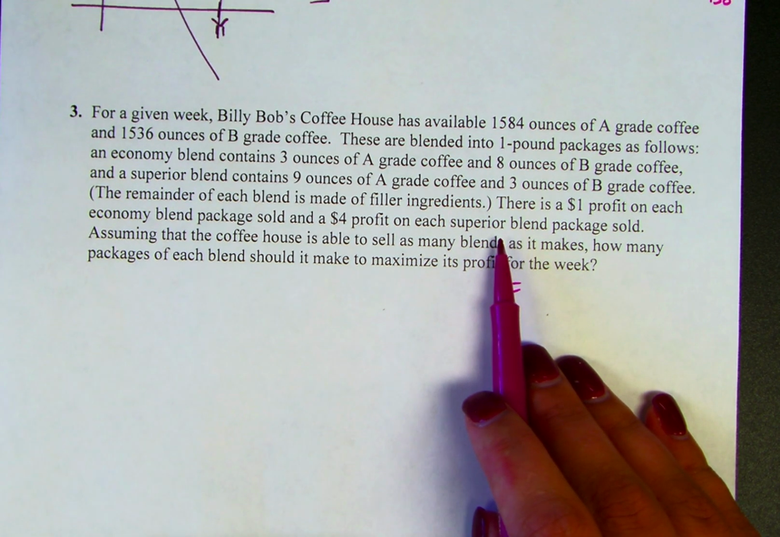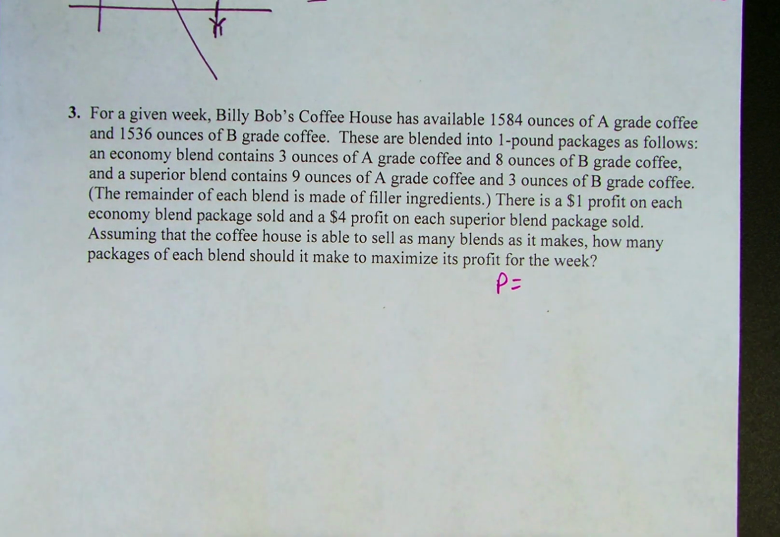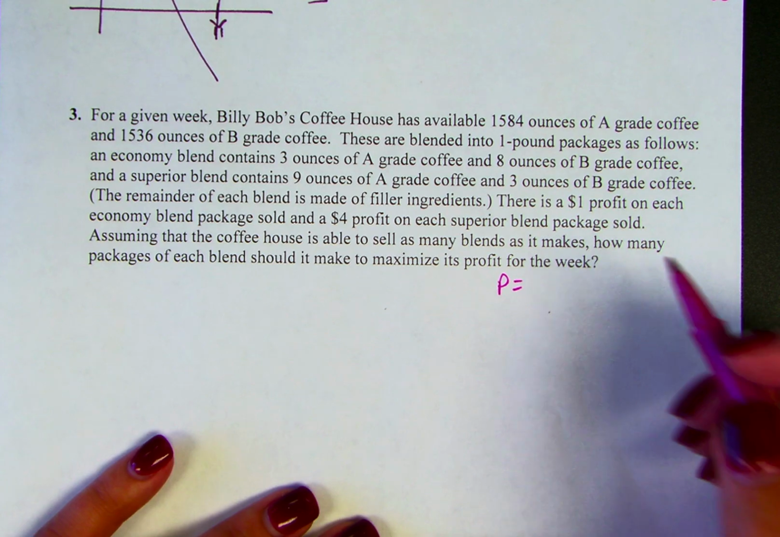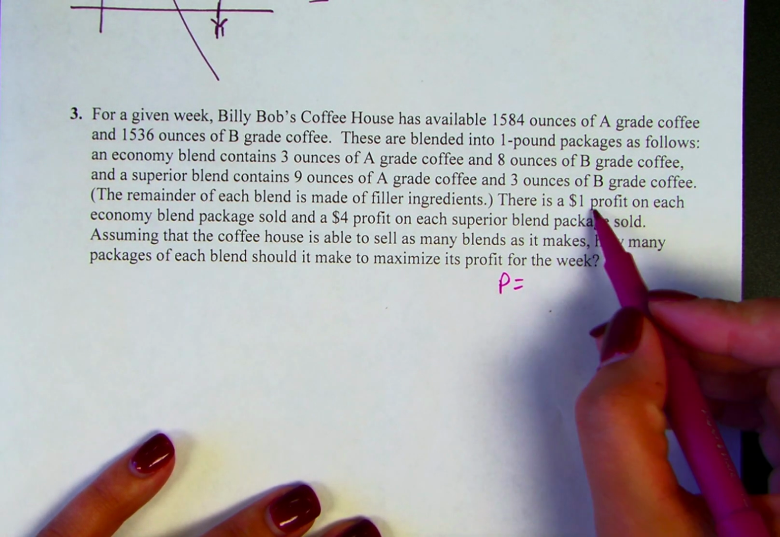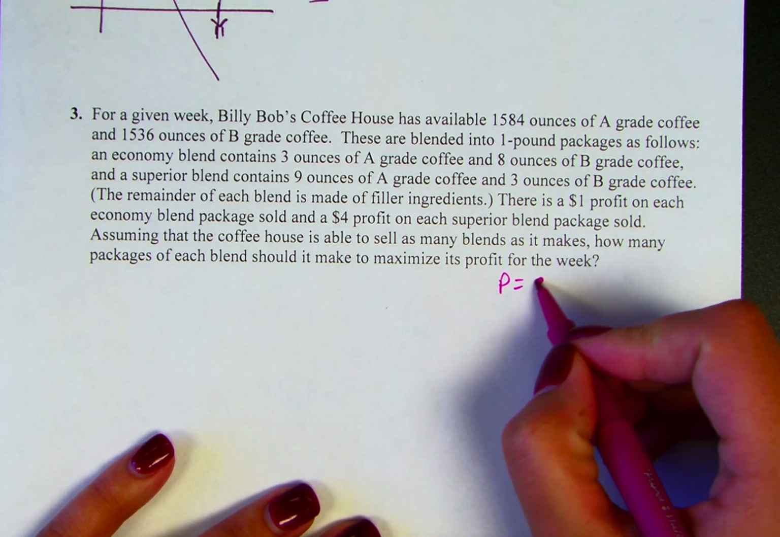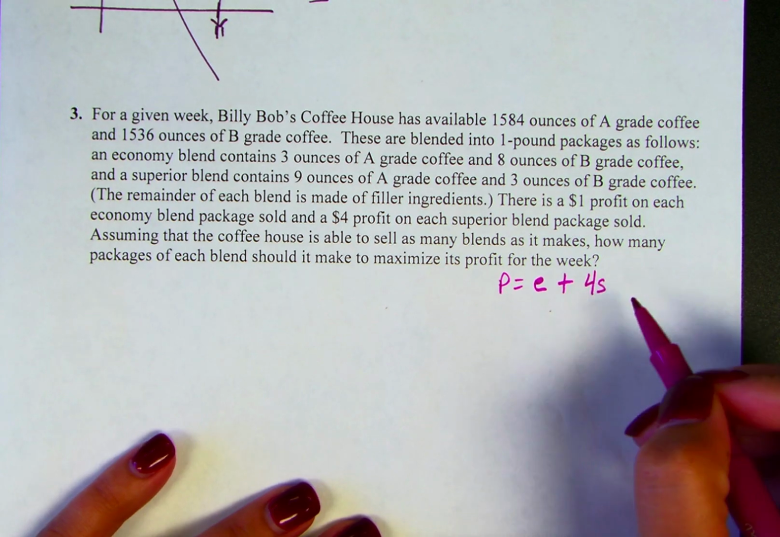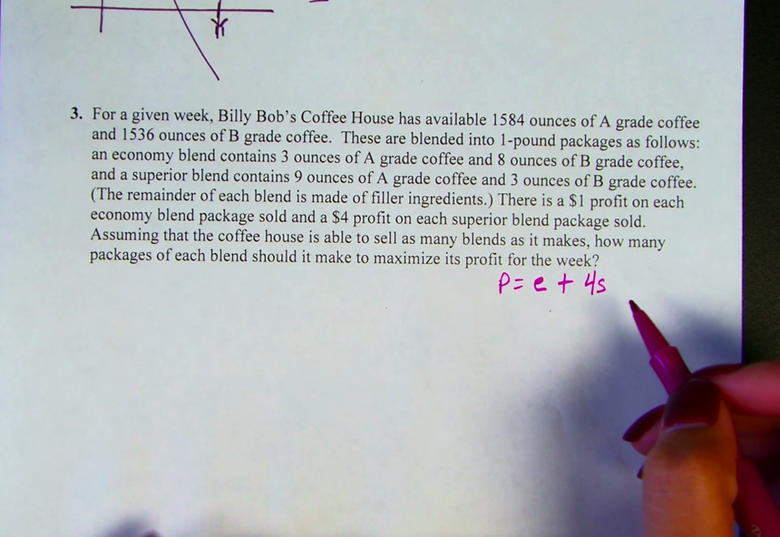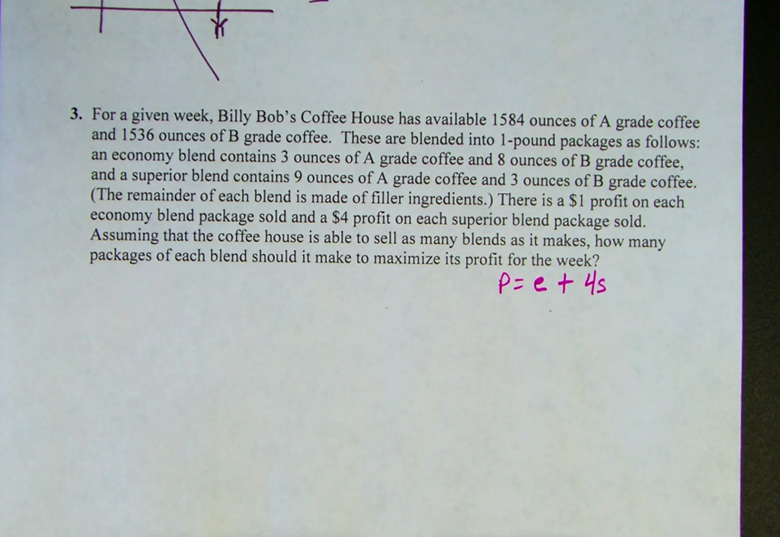And the letters that you're choosing doesn't matter. So I'm going to use E and S, but if you want to use X and Y or other letters, that part doesn't matter as long as we define what they mean. All right, so this will be 1E, so I'm just going to write it as E, plus 4S. Okay. And again, my E stands for the economy blend, S stands for the superior blend. So that means that when I start writing my list of constraints, I have to use those same variables.